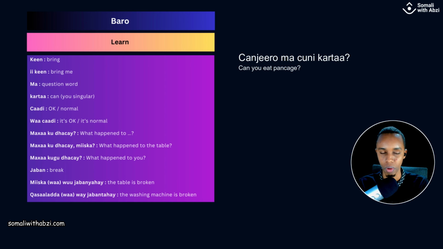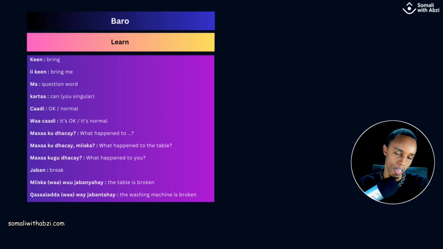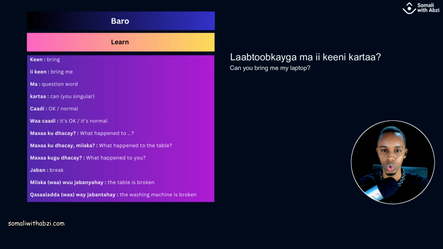If you start like ma, people will kind of get confused. So it's good to start with the noun. For example, if you're going to say in Somali, can you bring me my laptop, start with my laptop: laptop kega, then the question word ma, then me, ii, then bring, keeni, then can you, which is kartaa. So: laptop kega ma ii keeni kartaa.